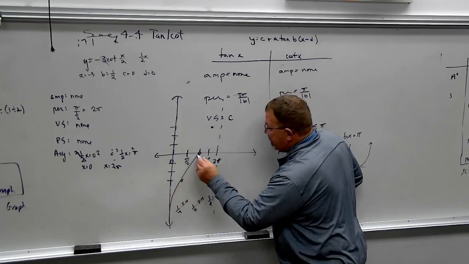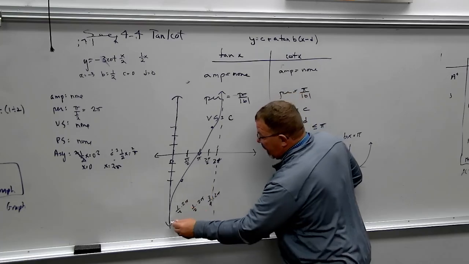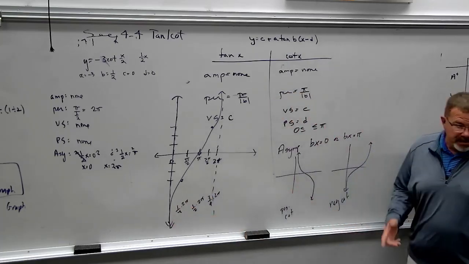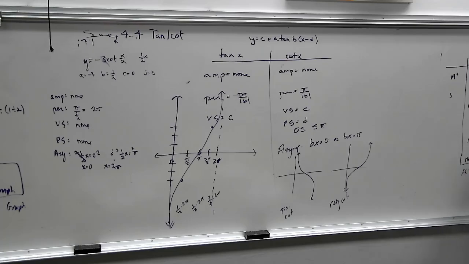So do you see that a negative cotangent looks like a positive tangent? It's the same shape. The only thing different is not going through the origin.